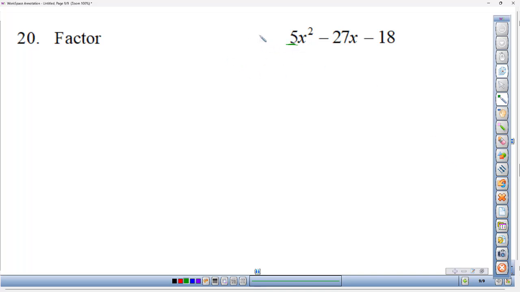Number 20, they want us to factor with a leading coefficient. So let's start making our factors. The only way to get 5x squared is to use 5x times x. But I'm going to follow my own advice and write out all the ways to get 18. So that could be what? -6 times 3 or +6 times -3. We could do -9 times 2 or +9 times -2. And I think the last one, -18 times 1 or +18 times -1. One of those combinations will work, and we want to end up with -27.